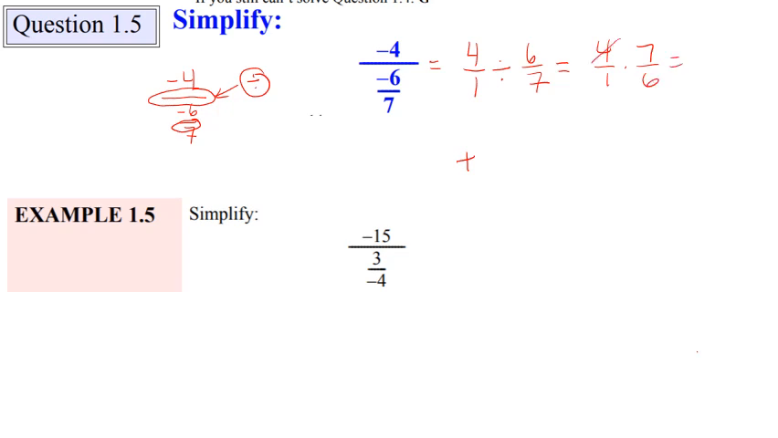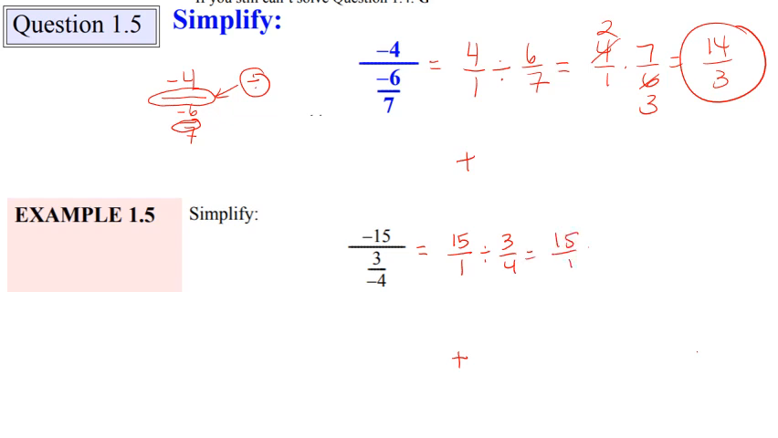I'm going to reduce by 2. I get 14 over 3. All right, next one, negative divided by negative is positive. So I have 15 over 1 divided by 3 over 4. And this is 15 over 1 times 4 over 3. I'm going to reduce, and I get 20.